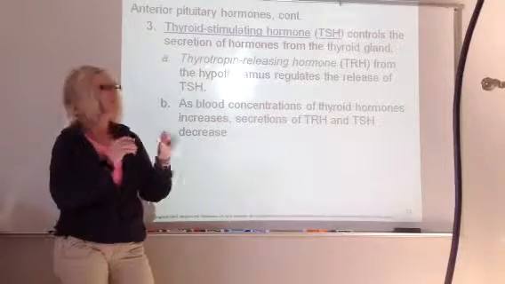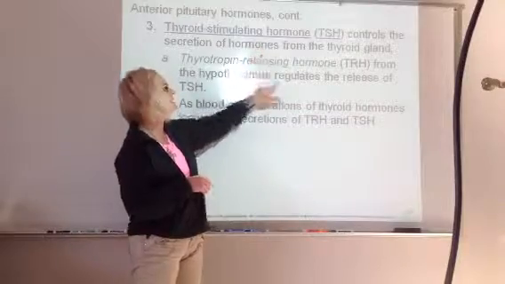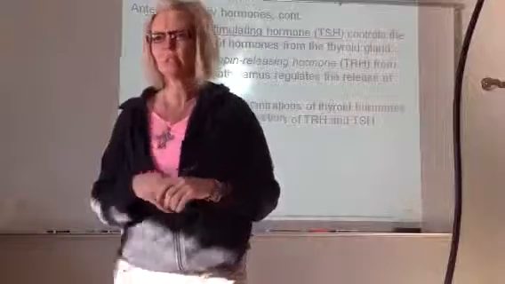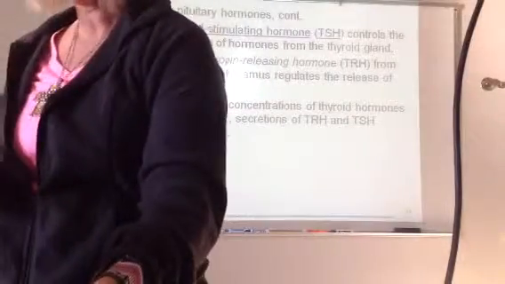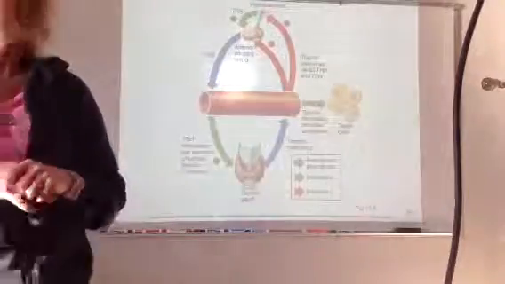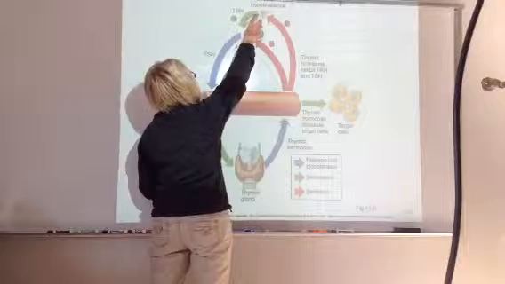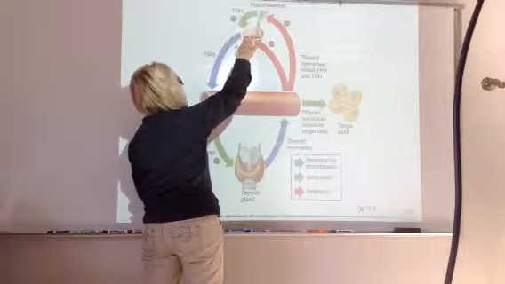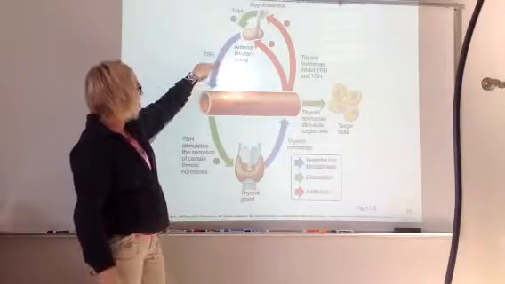So when we get into hormones, there's lots of abbreviations. Some of them are very similar, so make sure you know the difference. TSH is more important for our studies than TRH. Here's just a diagram again. So the hypothalamus is going to release a hormone to the pituitary gland. The pituitary gland is going to release your TSH.